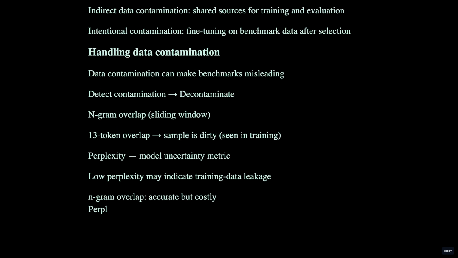The n-gram overlap method compares each benchmark example directly against the entire training set, which is why it tends to be more accurate, but it requires expensive pairwise comparisons and access to the training data. Perplexity uses the model's probability estimates to flag unusual examples. It's far less resource-intensive and doesn't need the full training corpus, but it gives a noisier, less precise signal.